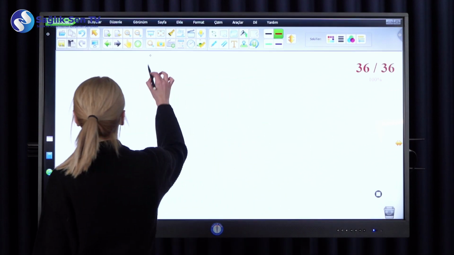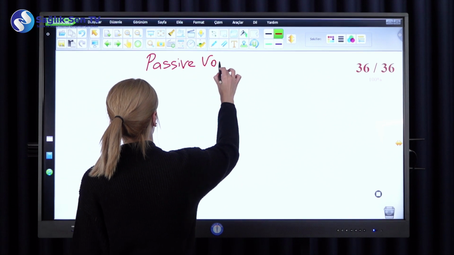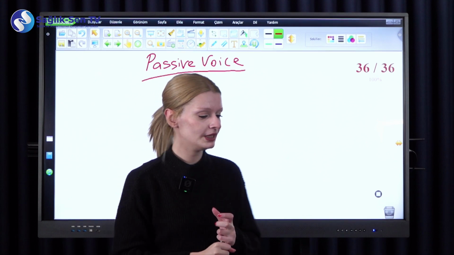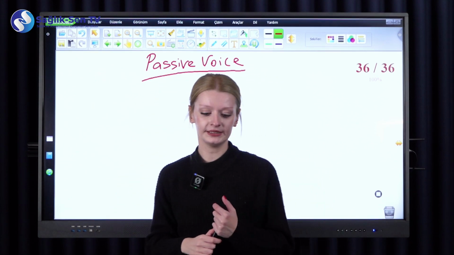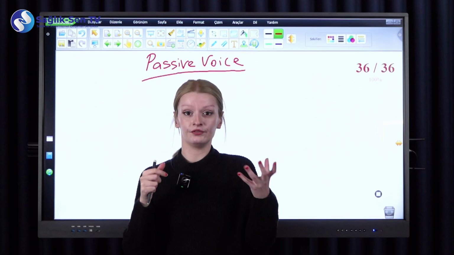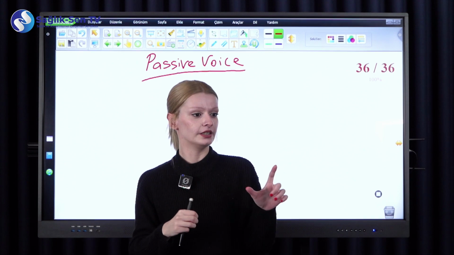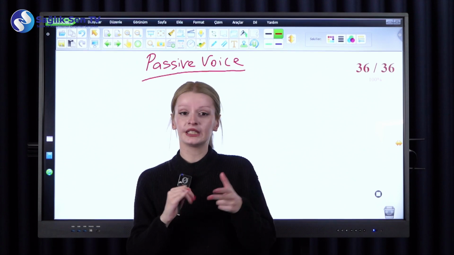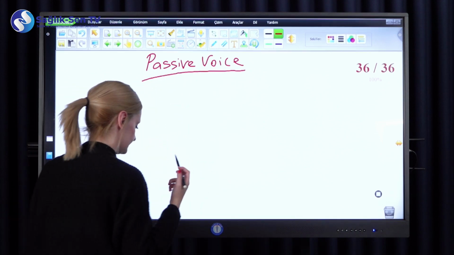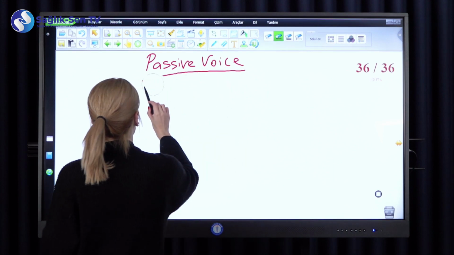Now, in the last lesson, we said that we use passive voice when we are talking about the verbs say, think, know, predict. Let's give more examples because it's a little bit more complicated than the others.